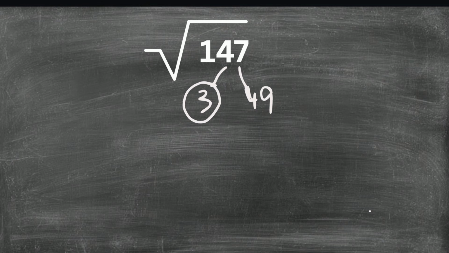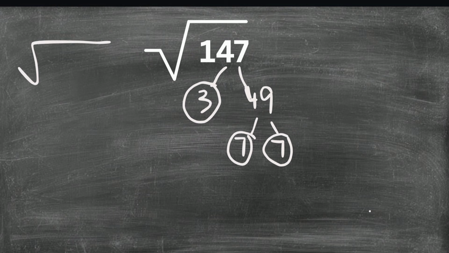Yes, that is a 49. And then 7 times 7 is 49. And they're both prime, so we're down to prime numbers. I'm now going to write the prime numbers under the square root sign. So we have 3, 7, and 7.